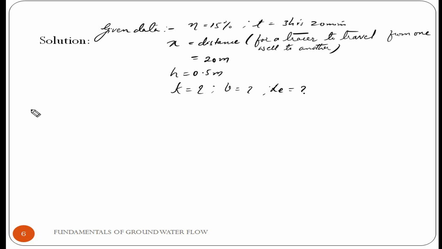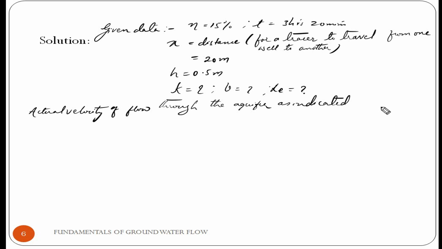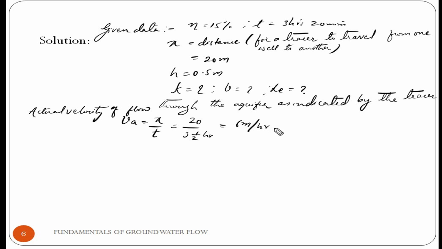So here the actual velocity of flow through the aquifer as indicated by the tracer can be written as Va is equal to x by t, where x is 20 and the time is 3.5 hours, that is 6 meter per hour.